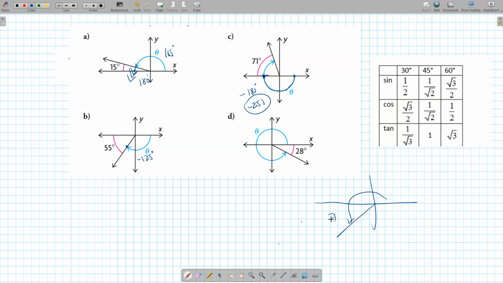So that's the opposite of this, right? What will this angle be? Well, if this is your acute angle from here to here, what's the big angle going to be? It's going to be 180 plus 71, 251. Same thing, except we're going in the reverse direction. That's why it's a negative. Try D.